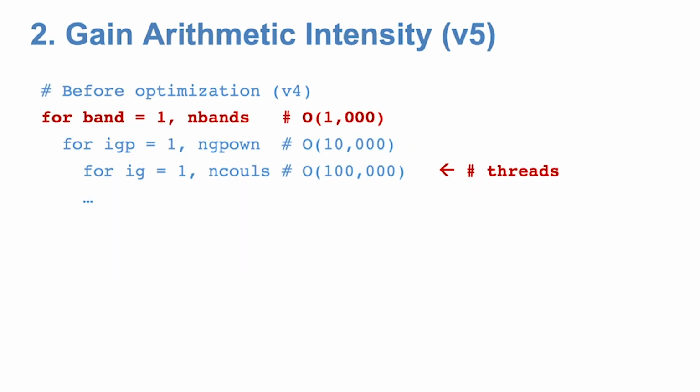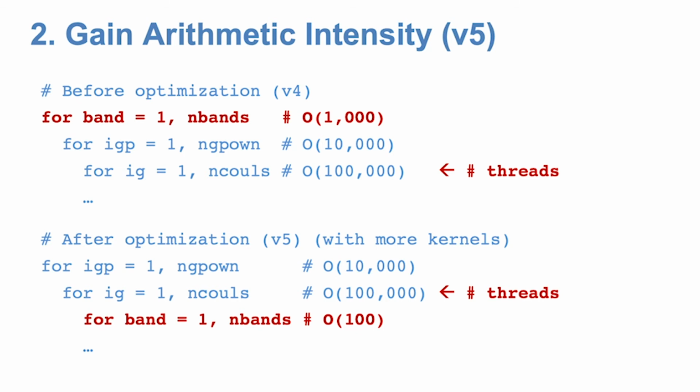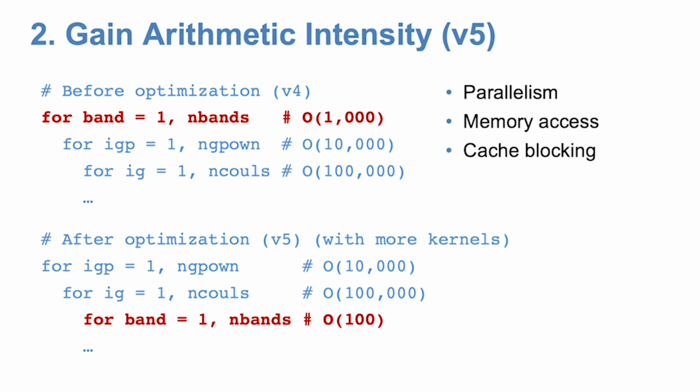To do this, we have rearranged our loops a little bit. The original implementation follows the natural expression of the physical equations, but now we have moved some of the band loop iterations inside. This way, the IG and the IGP loops can still provide the parallelism we need for GPU computing, but the band loop can also provide some cache locality for some of the arrays related to the band index. A few considerations have gone into this step.